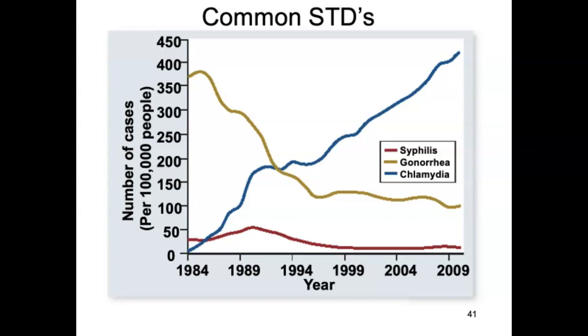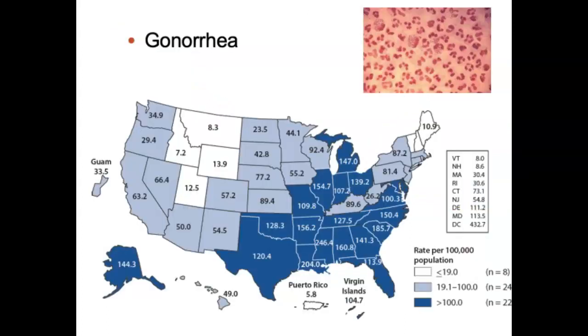So here's the rates. You go to the CDC's website. In Illinois, 154.7. Let's round it to 155. 155 people out of every 100,000 have gonorrhea. That's not good. So 155 people in Springfield have gonorrhea. There's the bacteria. That's what it looks like.